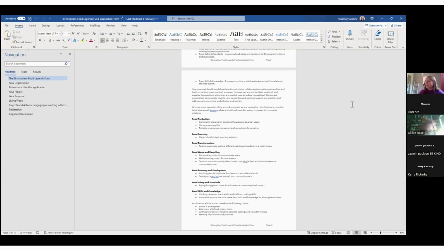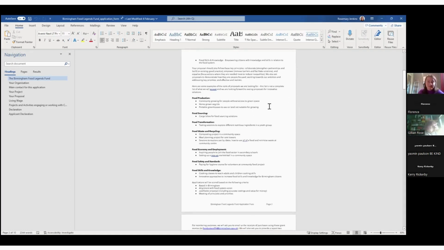And we also ask proposals to demonstrate how they are people-focused, working towards our ambition and addressing key priorities, and effective and realistic. And those are clearer down below in the actual application form. We give some examples of what that means. So if you read that and you panic, don't panic. We give more examples further down in the application form of the things you need to meet those. So just to say that up front.